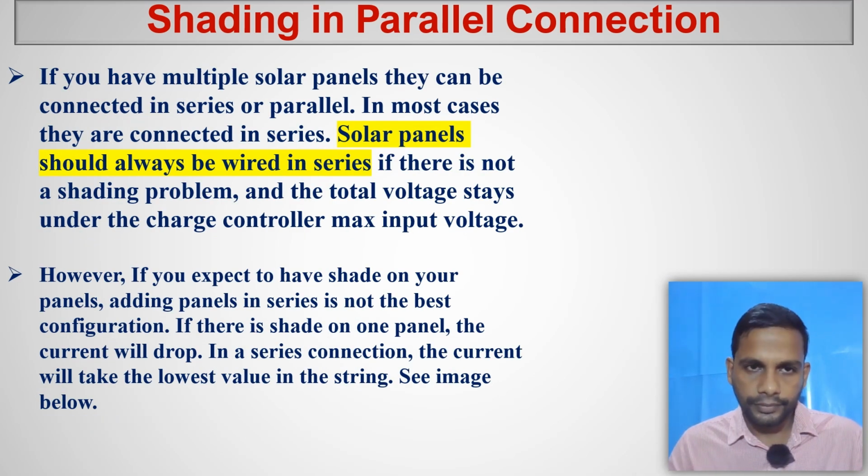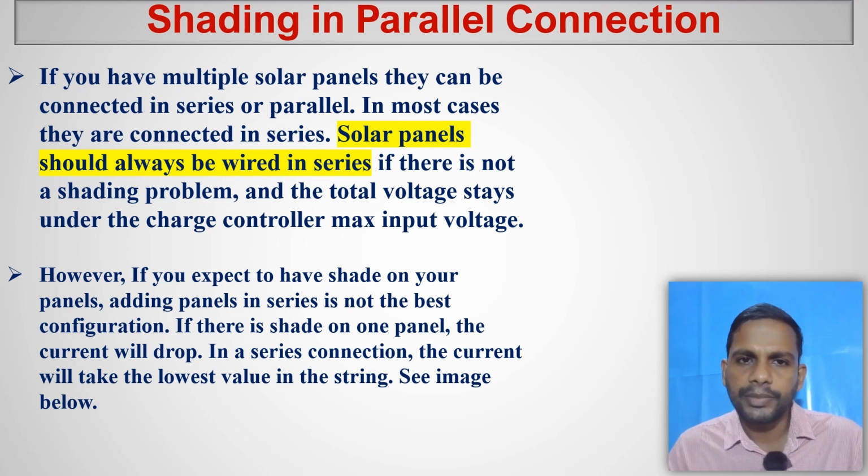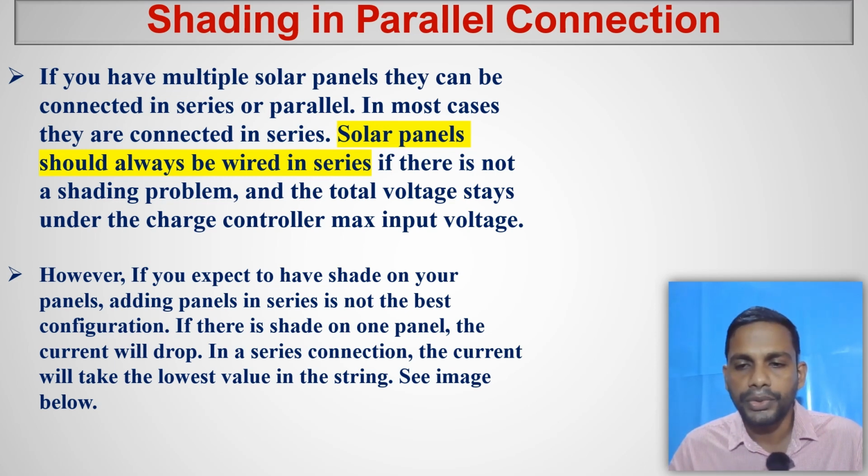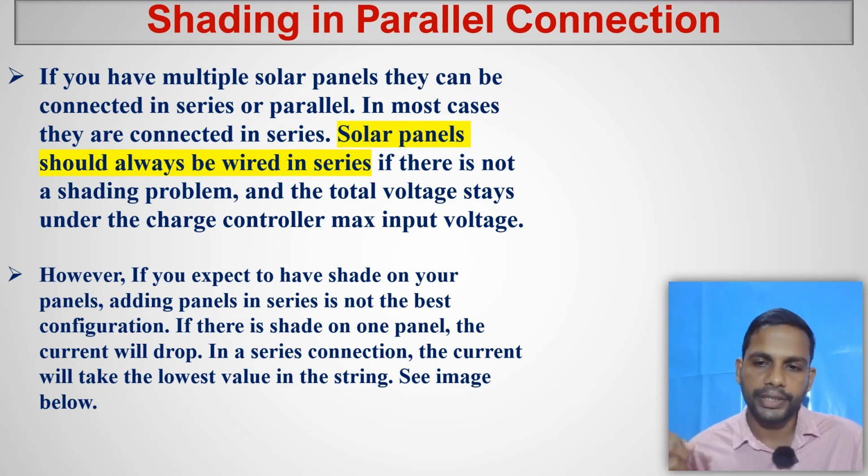So if you have multiple solar panels, they can be connected in series or parallel. In most cases they are connected in series. Solar panels should always be wired in series if there is no shading problem. Why do we say we have to wire the solar modules in series? Because as we learned earlier, the series connection increases the voltage.